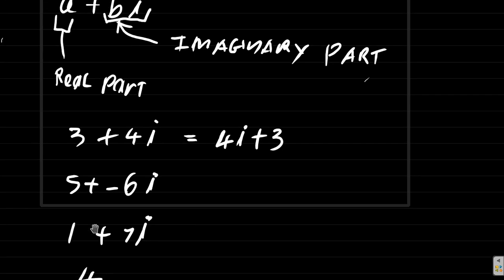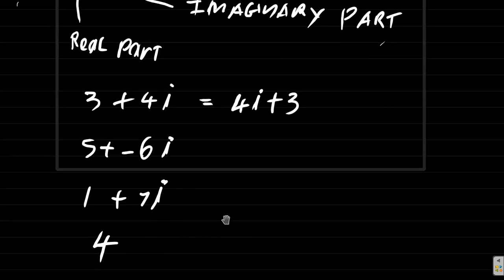Here, 1 plus 7i, the real part is 1, the imaginary part is 7i. And remember, you don't say the imaginary part is 7. It must be 7i. 7 itself is a real number. The i is the imaginary number. But 7i is the imaginary part of this complex number. Alright?